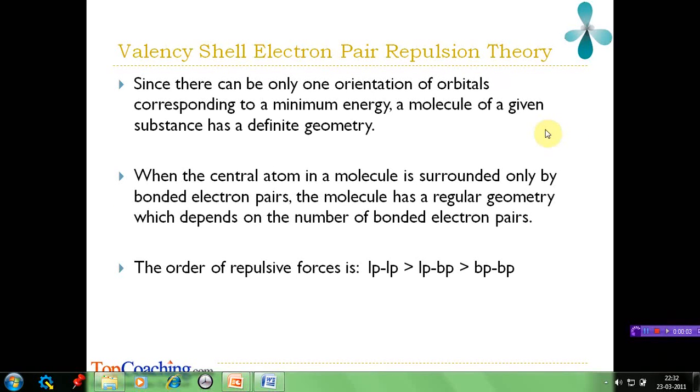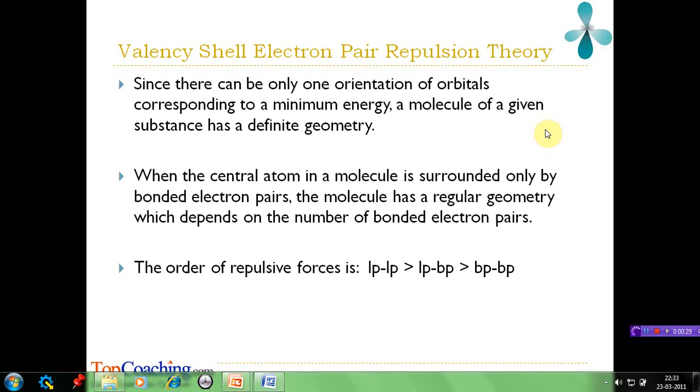Now, since there can only be one orientation of orbitals corresponding to a minimum energy, a molecule of a given substance has a definite geometry. In short, in this model, the valence shell electron pairs are arranged about each atom such that electron pairs are kept as far away from one another as possible, thereby minimizing electron pair repulsions.